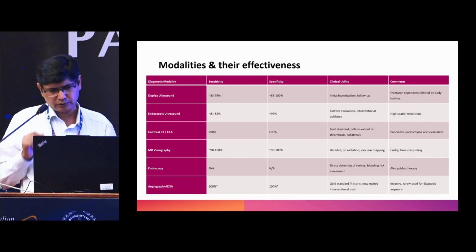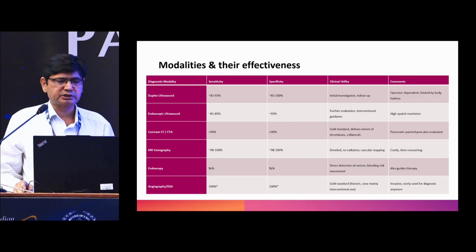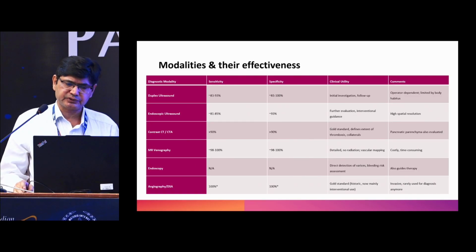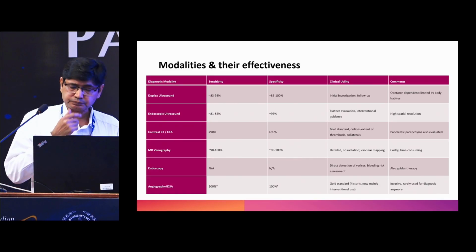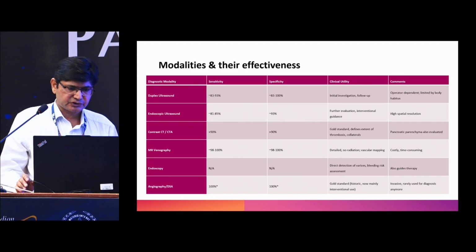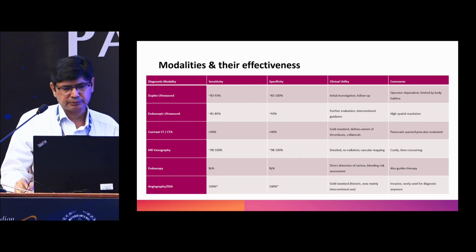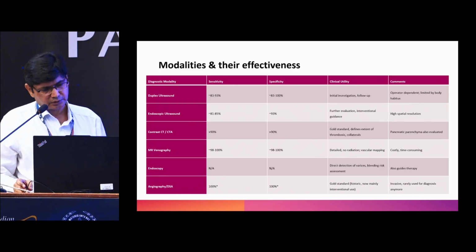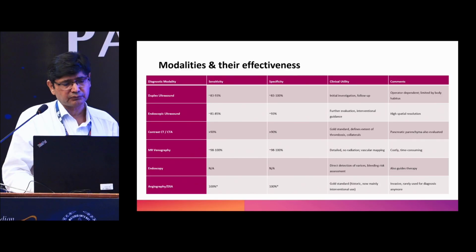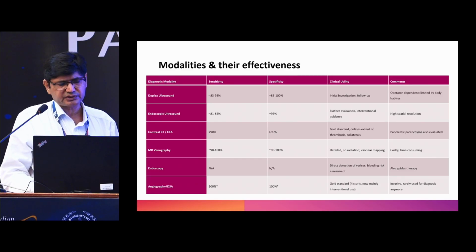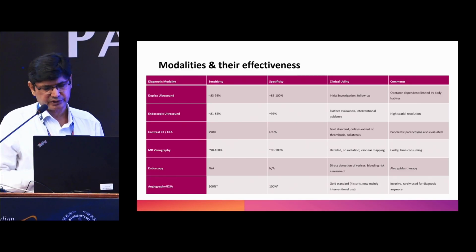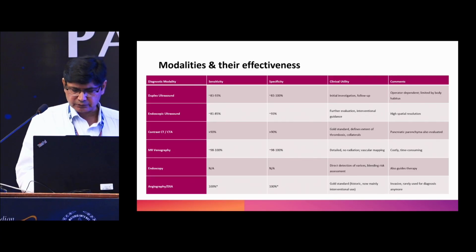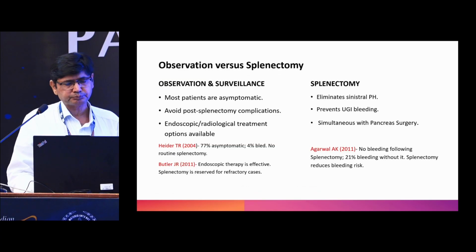MR venography has superior sensitivity and specificity, around 98% to 100%, and it is usually reserved for patients with contrast allergy, and it is costly and time consuming. It may not be available at some places. Endoscopy is more for the diagnosis of portal hypertension and complications, and treatment of bleeding. Angiography is more for diagnostic purposes. This is usually of historical importance. It is usually not used, but for intervention purposes it may be useful in some cases.